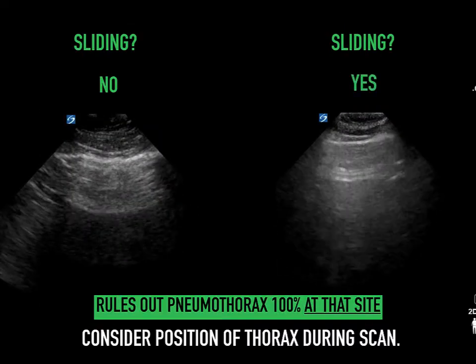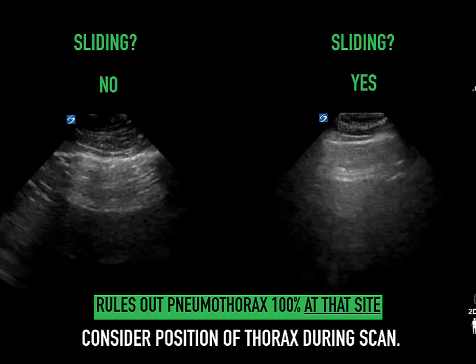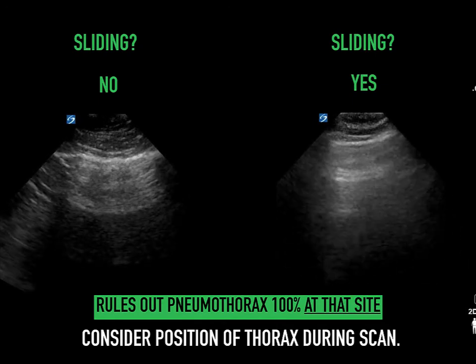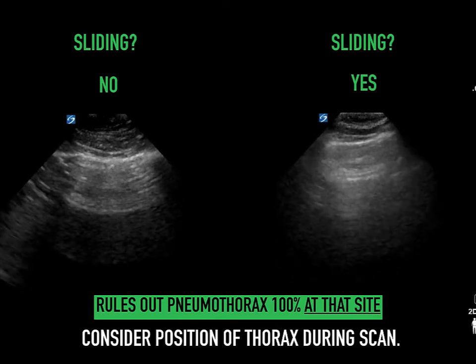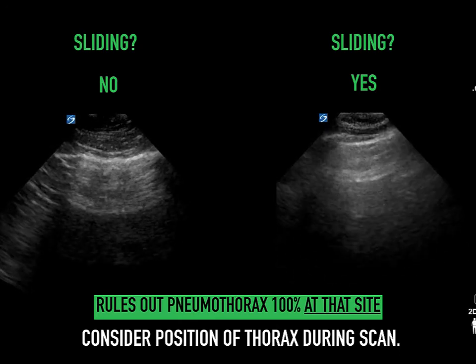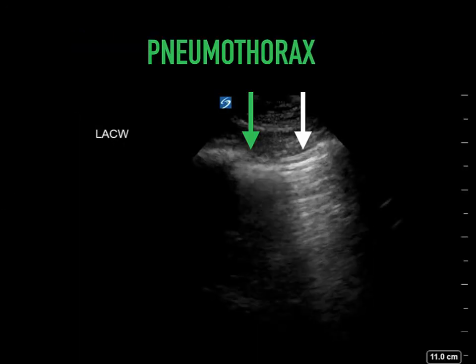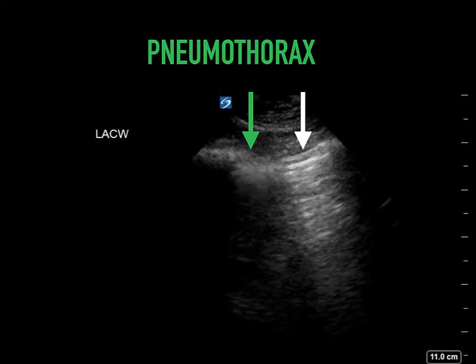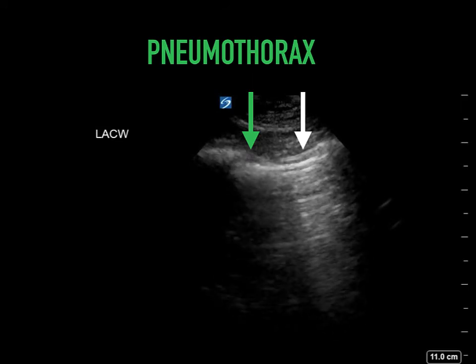So importantly, lung sliding rules out pneumothorax 100% at that site. And so it's important to consider that you may need several sites to make sure you rule out any significant airspace. And you must consider position of the thorax during scan, which we'll get into briefly. If you find a lack of lung sliding, your next step should be looking for a lung point and really comparing versus the contralateral hemithorax.